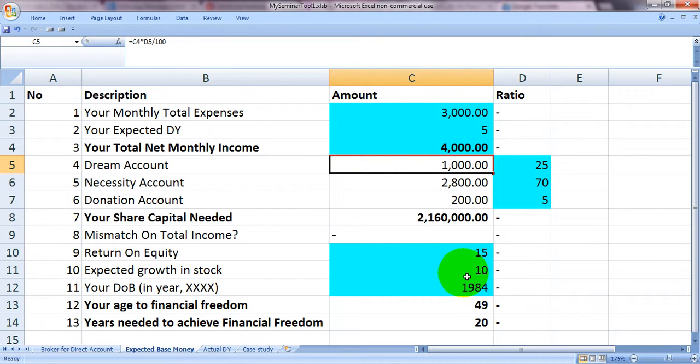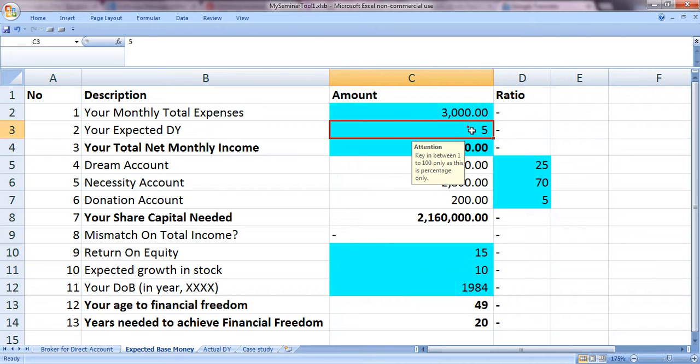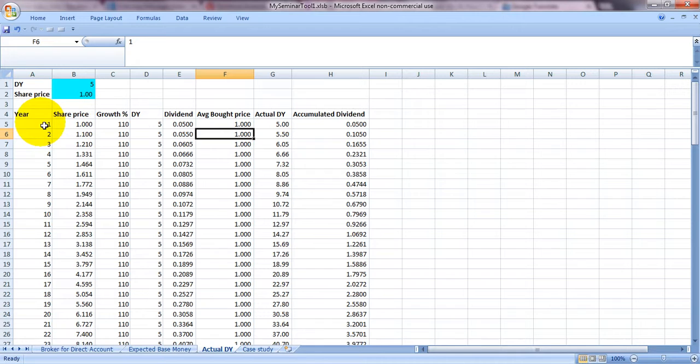the actual dividend. We are expecting 10% growth, with a 5% dividend, meaning the stock I invest in will give me 5% consistently every year. So how it looks like, for the first year, the share price is 1 ringgit. The dividend I receive is five cents. The dividend yield is 5%, and the share price I bought is 1 ringgit. The actual dividend for the first year is 5% as well.